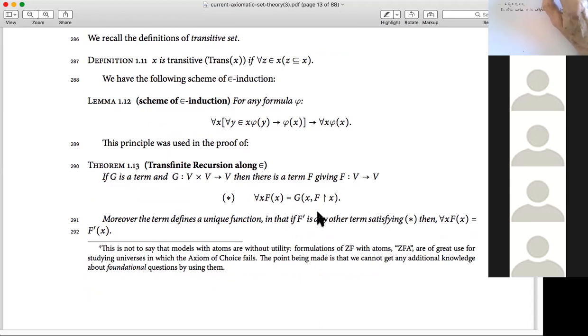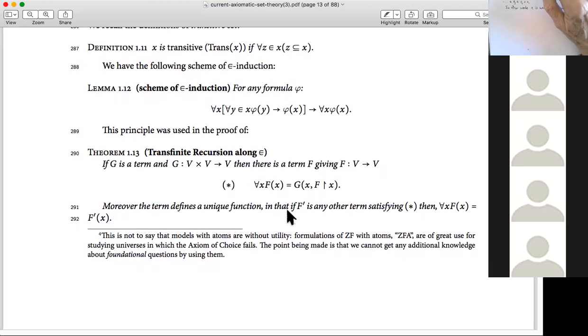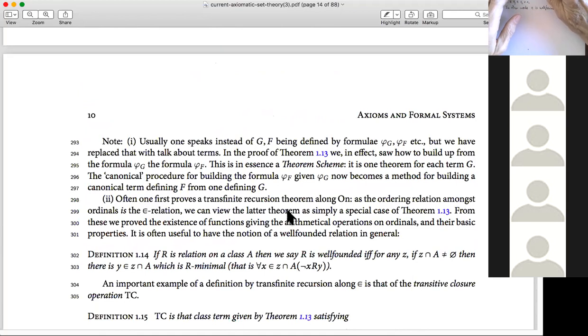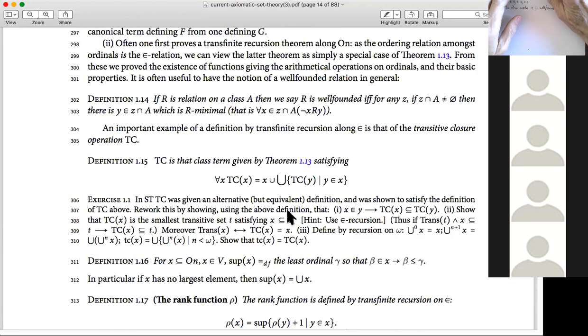So given what f is like on members of x, I apply some underlying function g, given to me as a term. I apply g to x and the things I defined so far, and that'll give me f of x. And this is a way of defining a unique function f. And again, it's the axiom of foundation that allows me to do this.